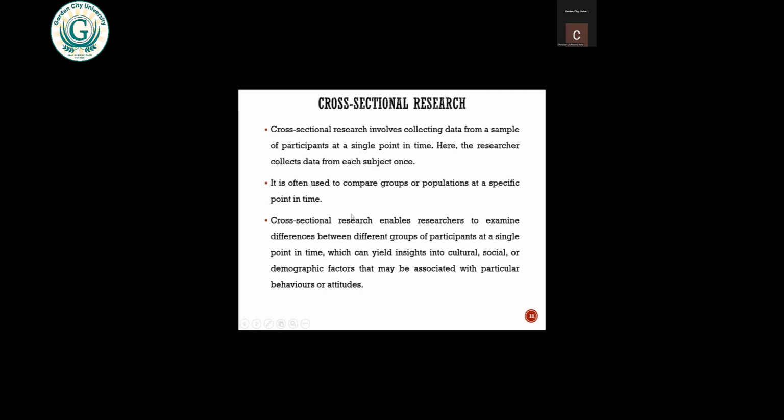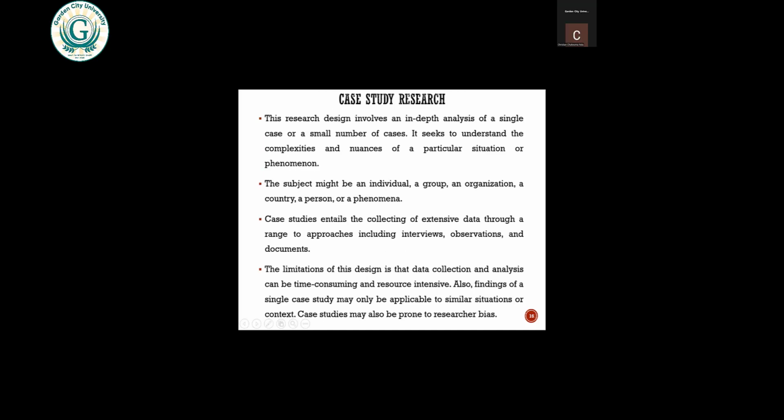We also have research that we call case study. Most of you are familiar with that phrase. Everything is case study, case study, case study. But what does that mean? It's a type of research design that involves in-depth analysis of a single case or a small number of cases. It seeks to understand the complexities and nuances of a particular situation or phenomenon.